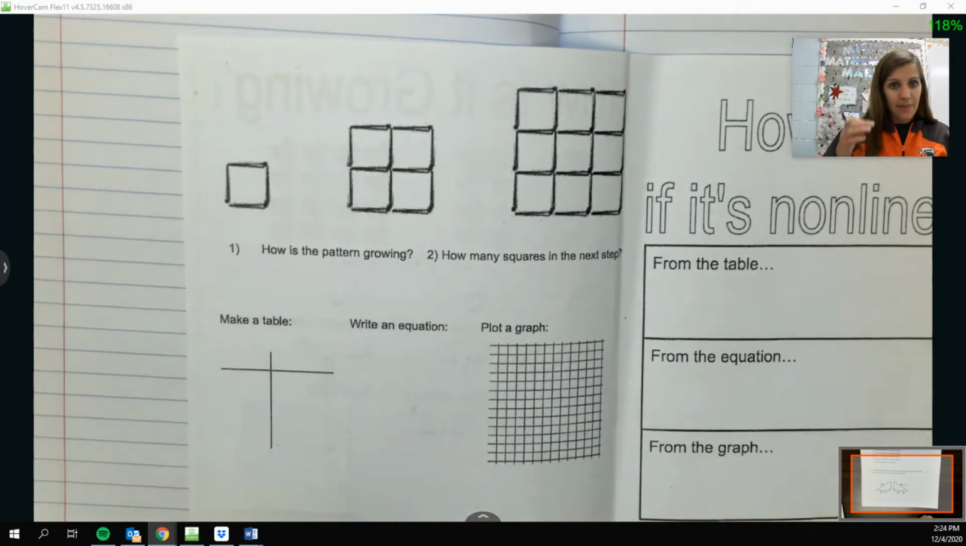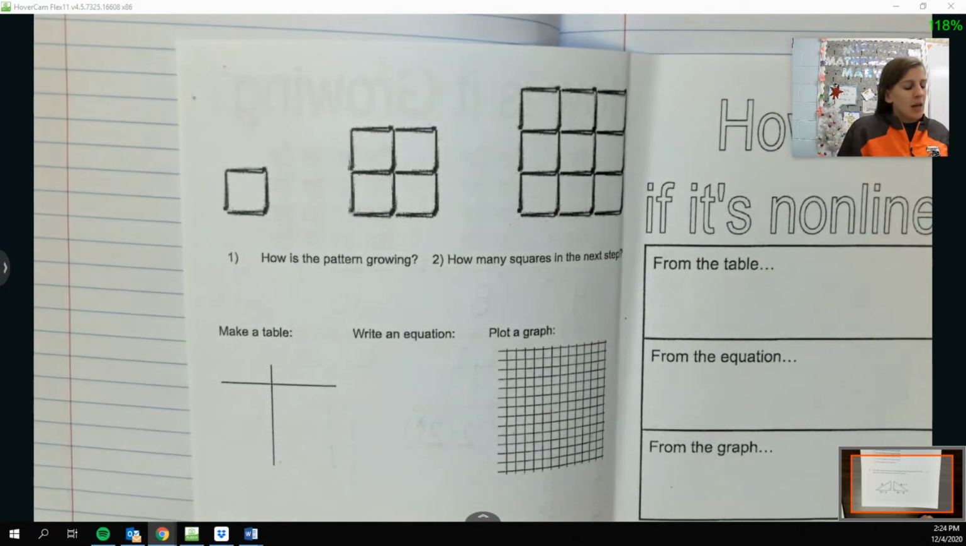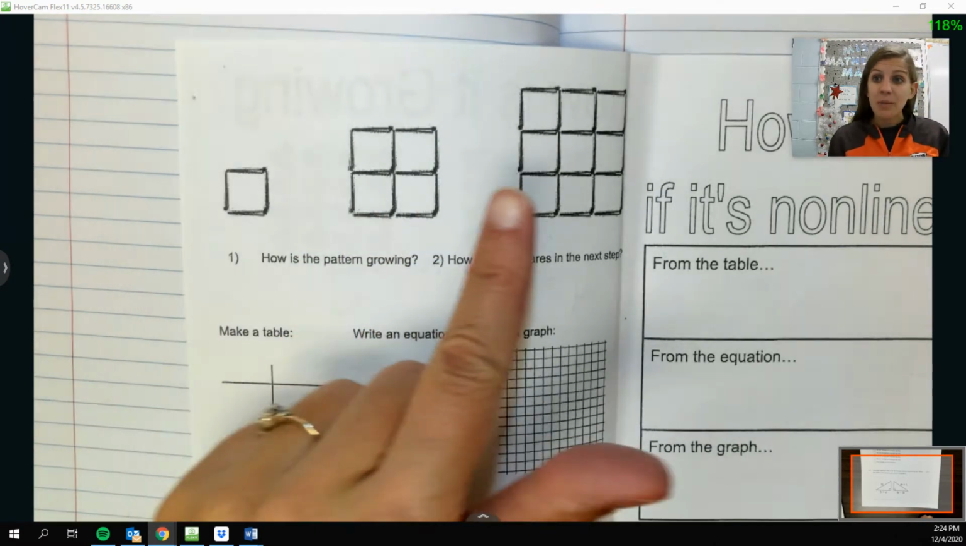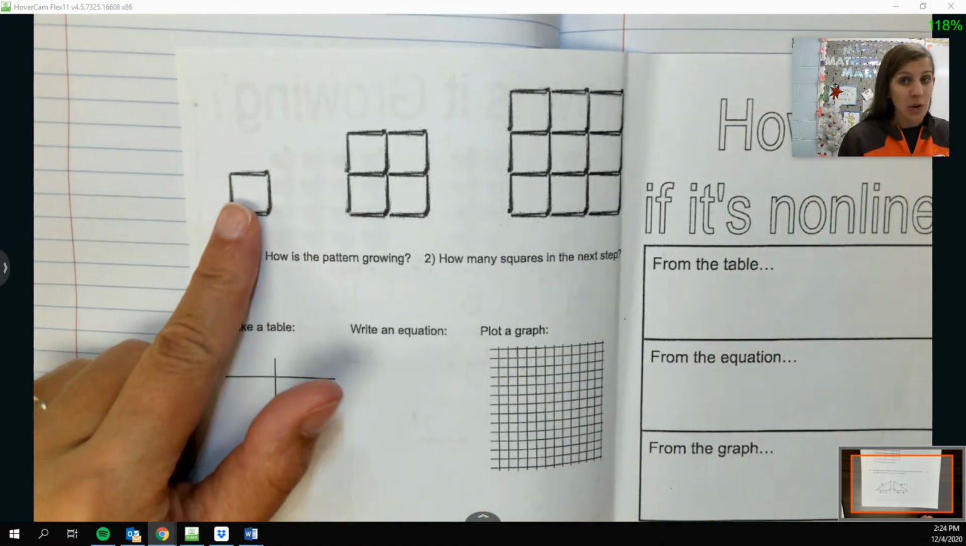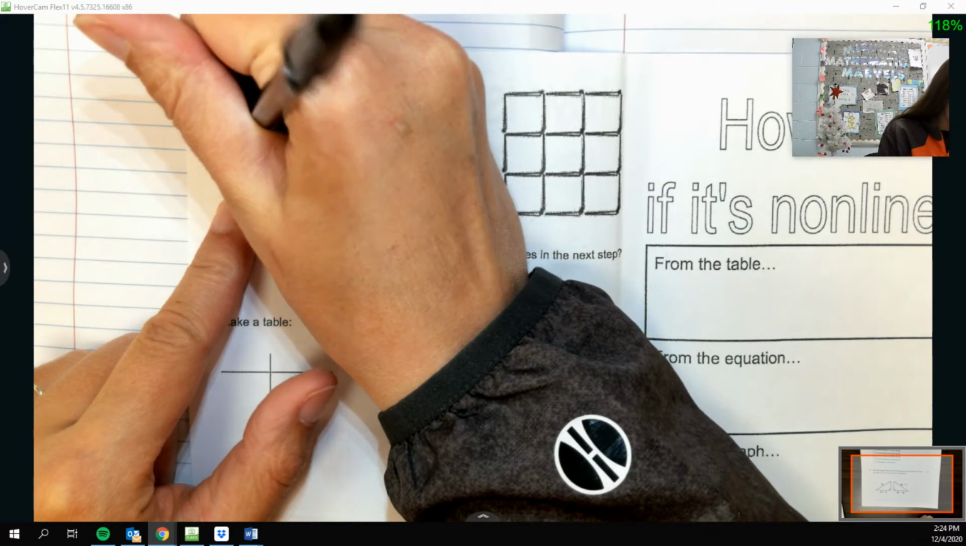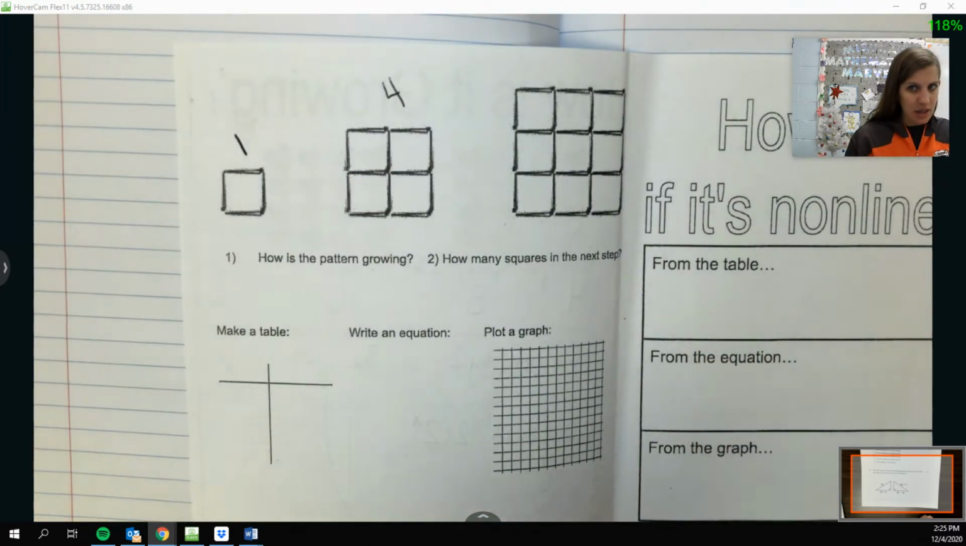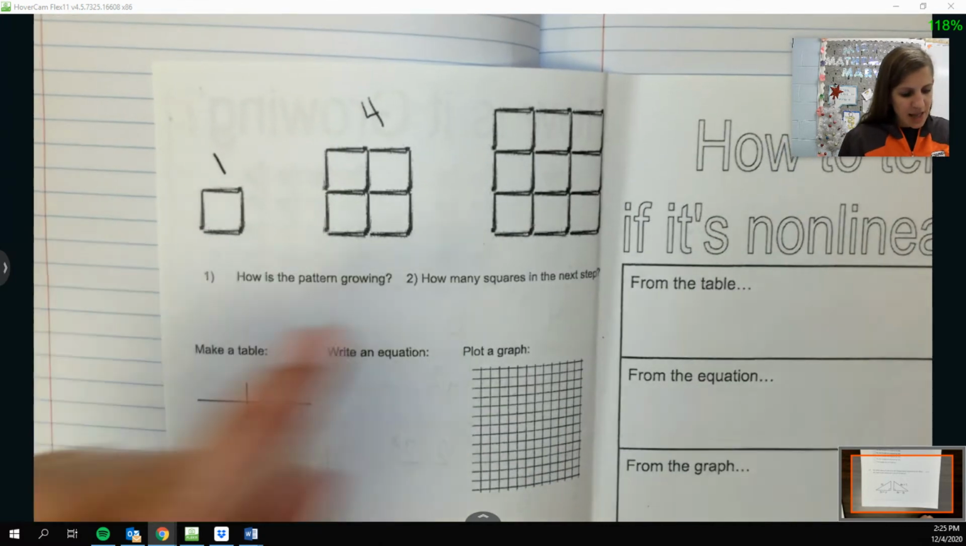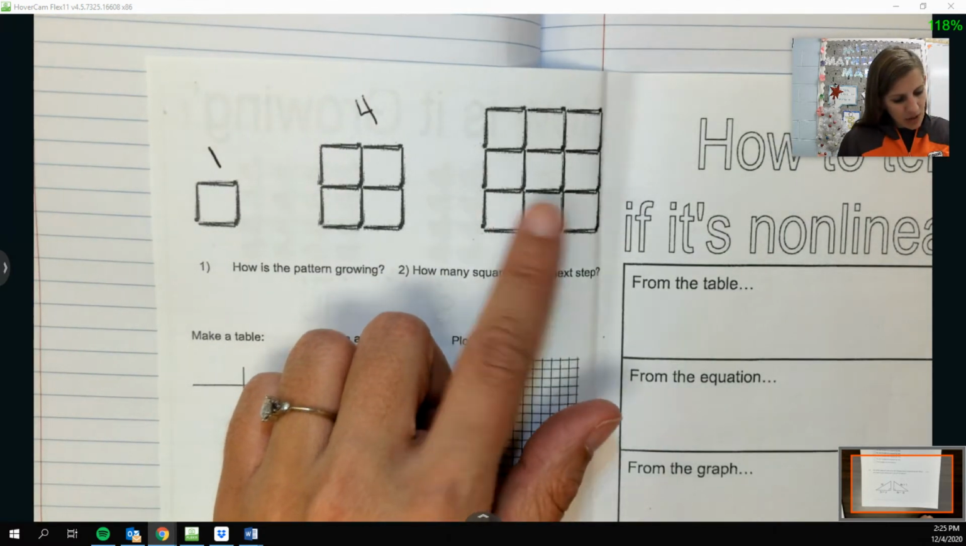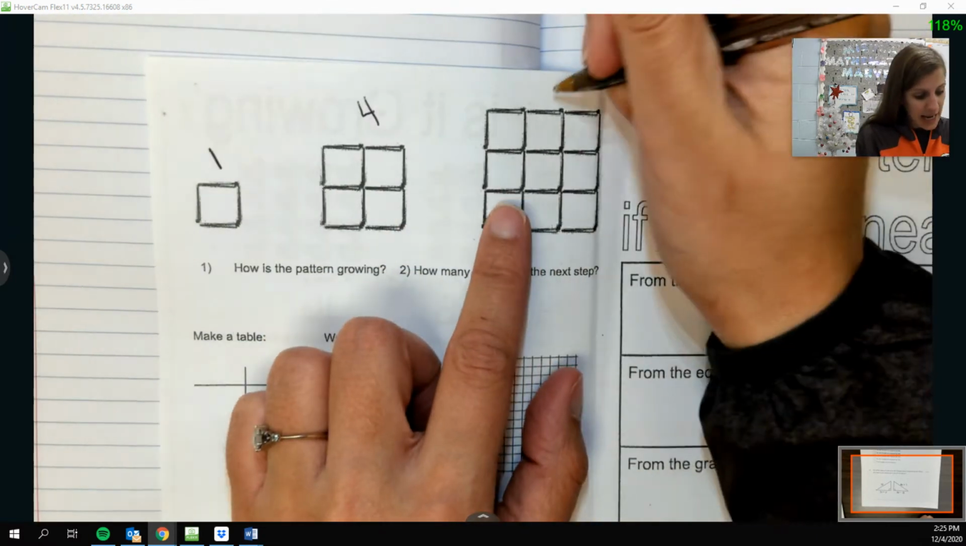So if we open this up, if we want to take a look at how many squares we have. So in the first one, I have 1 square. In the next one, I have 4 squares, just the little squares. Don't count all of them. And then in the next one, I think I have 1, 2, 3, 4, 5, 6, 7, 8, 9 squares.